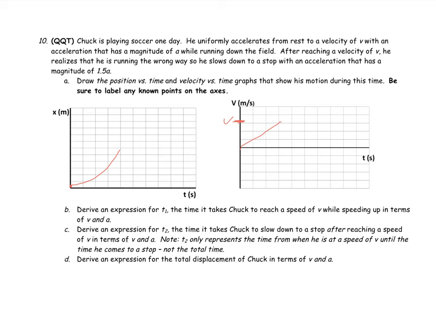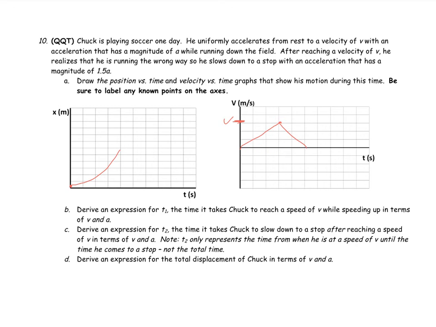After reaching this velocity of v here, okay, he realizes that he's running the wrong way, so he slows down to a stop with an acceleration of 1.5a. So we know that we're going to slow down to a stop more quickly. Okay, it's actually going to take 2/3 as much time because the acceleration is 1.5 times as much. All right, although we don't necessarily need to draw this perfectly to scale, I am going to draw it to scale.